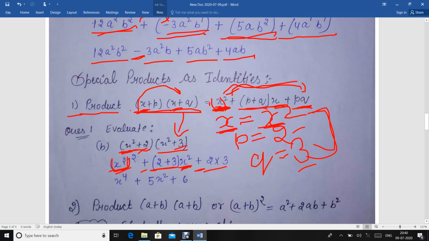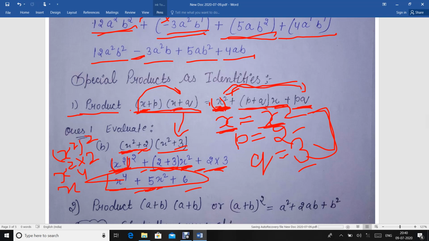Now x square raised to power 2 means x raised to power 2 multiplied by 2, which is equal to x raised to power 4. So here is x raised to power 4 plus 2 plus 3 is 5, into x square, plus 6. So this is the answer. I hope all of you understand these questions and this identity. Please try to revise them, try to practice them, then only you can learn all these questions.